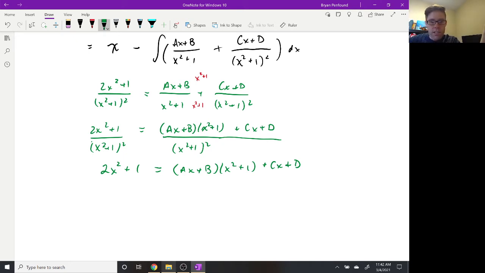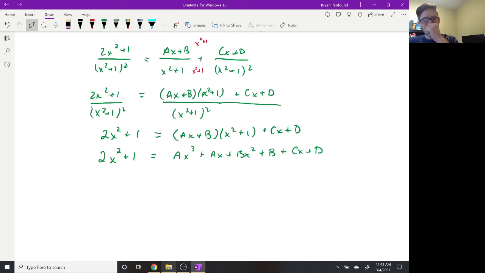In particular, x is equal to 0, for example, but I'm trying to look for an x value where I can kind of cancel out some stuff, but it doesn't look like there's an easy x value to choose to make that work. So what I'm going to decide to do here over on the right-hand side is just expand this out, and then maybe some of the coefficients, the values, are going to kind of reveal themselves to us here. So multiplying out this first bit, we get ax cubed plus ax plus bx squared plus b plus cx plus d.